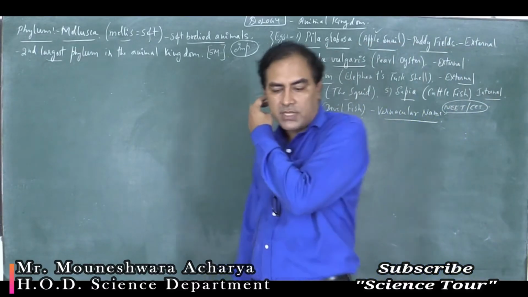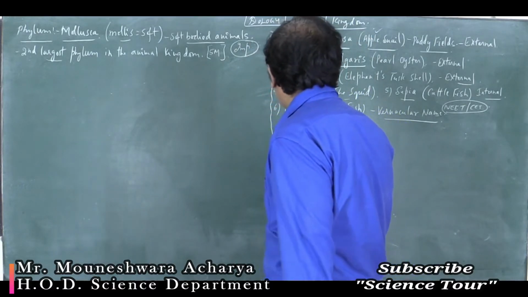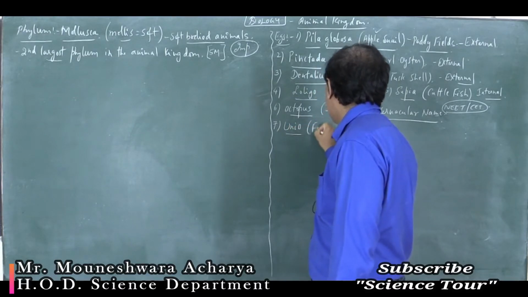Some other examples, let's study. Unio. It is commonly called as freshwater mussel.